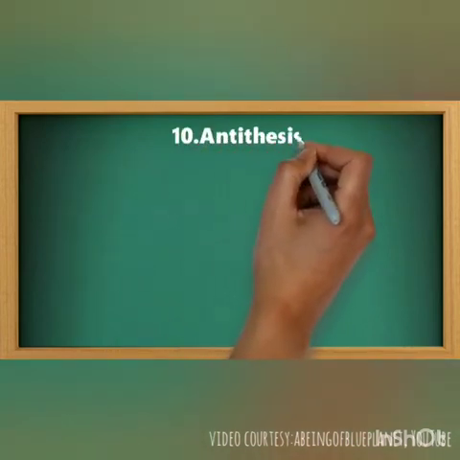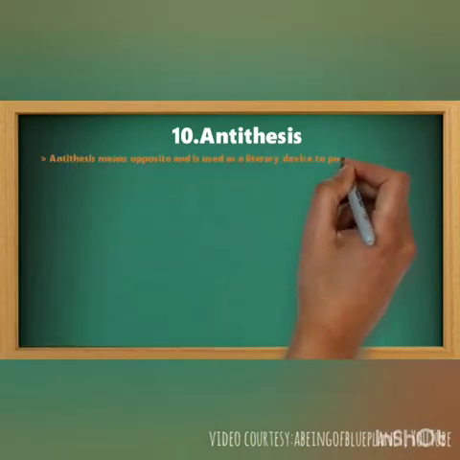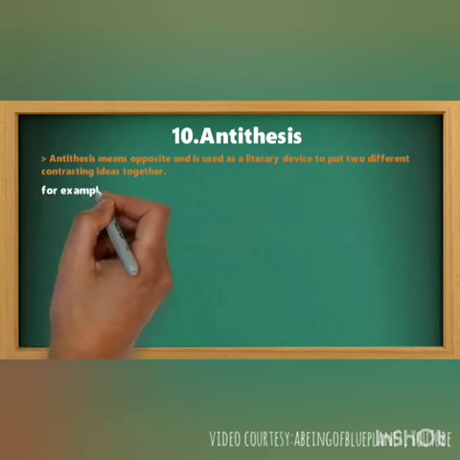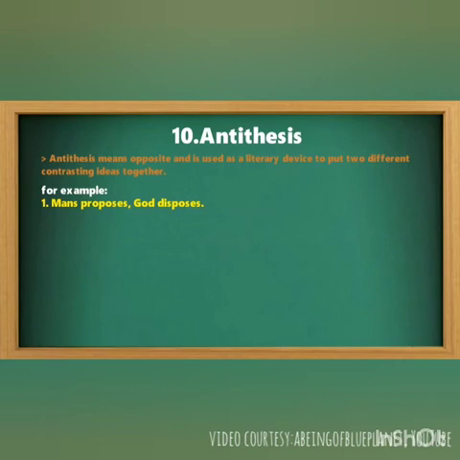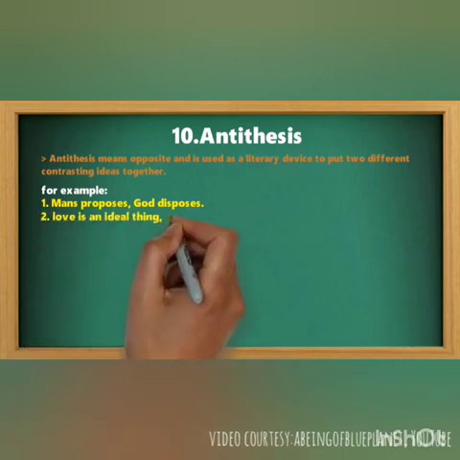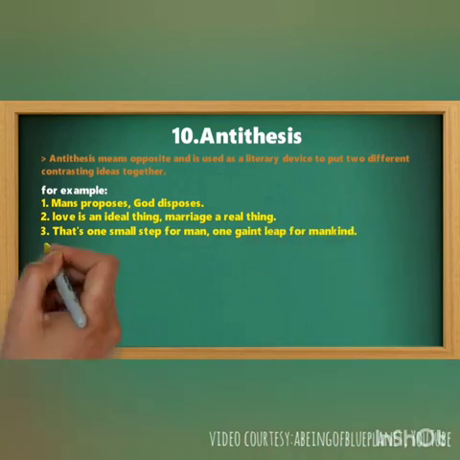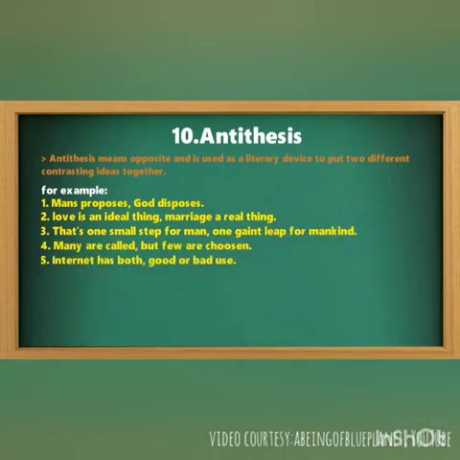Now let's discuss the final figure of speech, that is the antithesis. Antithesis means opposite, and it is used as a literary device to put two different contrasting ideas together. Examples: man proposes and God disposes. Love is an ideal thing, marriage a real thing.